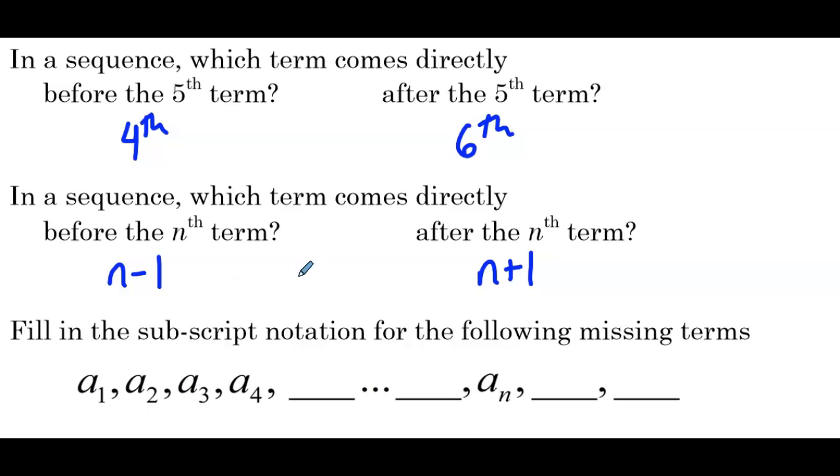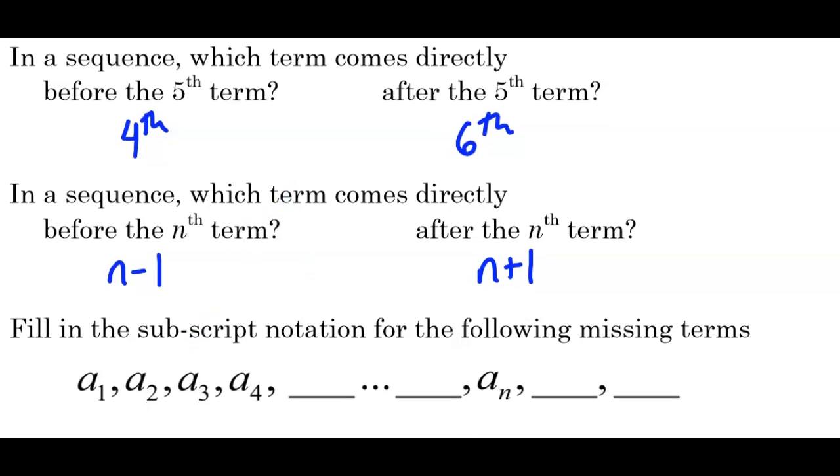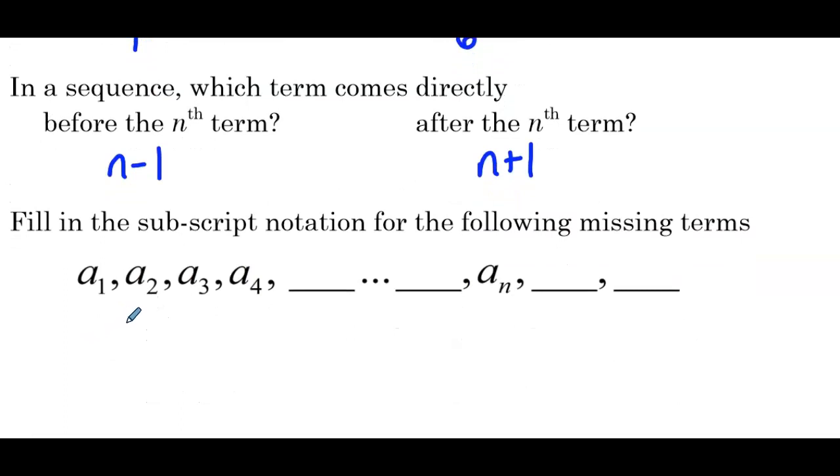So what if I wanted to write out a sequence in just subscript notation? Like below. We have a sub 1, followed by a sub 2, followed by a sub 3, followed by a sub 4. So what comes next in that sequence? Well, that would be a sub 5, right? The first term, the second term, third term, fourth term, fifth term. And now we skip over a bunch of terms, and then we just have a sub n, the nth term. Well, what comes before that? Well, that would be a sub n minus 1, right? N minus 1 comes before n, so a sub n minus 1 comes before a sub n.